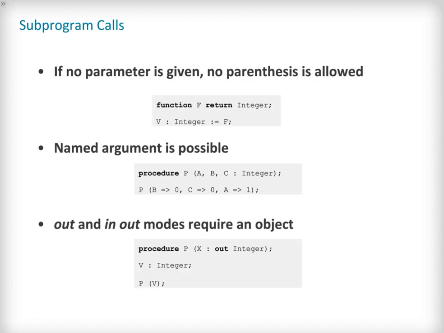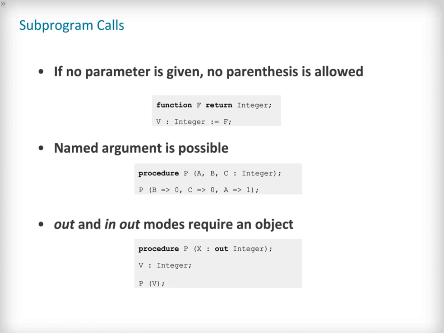Now that we've seen how to define those subprograms, let's have a look at how to call them. There is a couple of things specific to Ada here. First of all, when calling a subprogram that does not have any parameter, there shouldn't be any parentheses next to the call. So in the case of a function, it looks a bit as if the function was actually a variable.